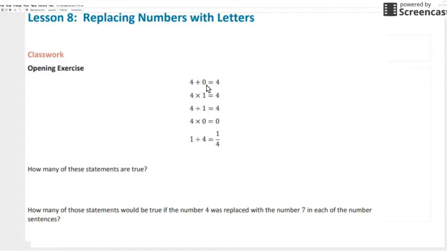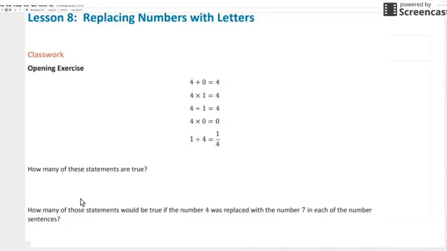We have 4 plus 0 is 4, 4 times 1 is 4, 4 divided by 1 is 4, 4 times 0 is 0, and 1 divided by 4 is 1/4. So remember, this fraction bar is another way of writing division. All right, if we go through and answer the questions, how many of these statements are true?